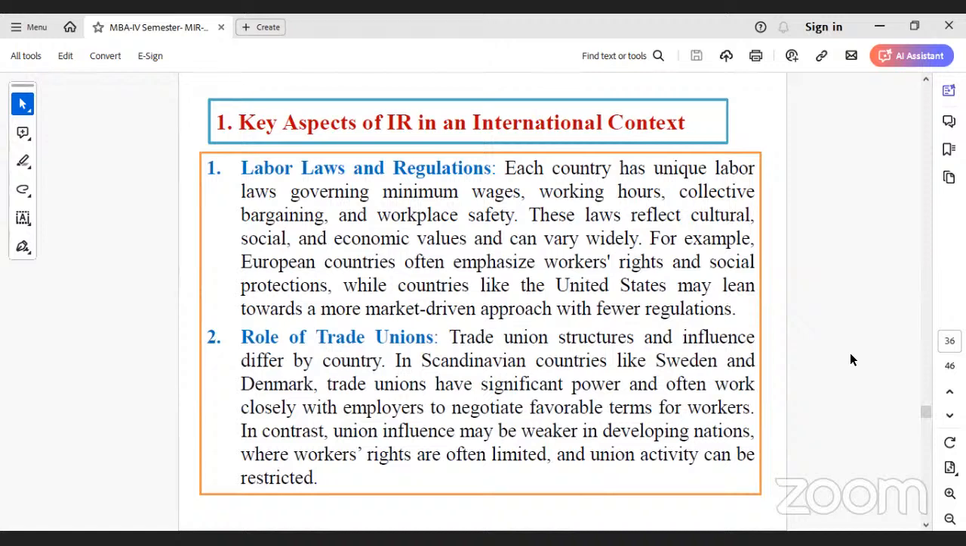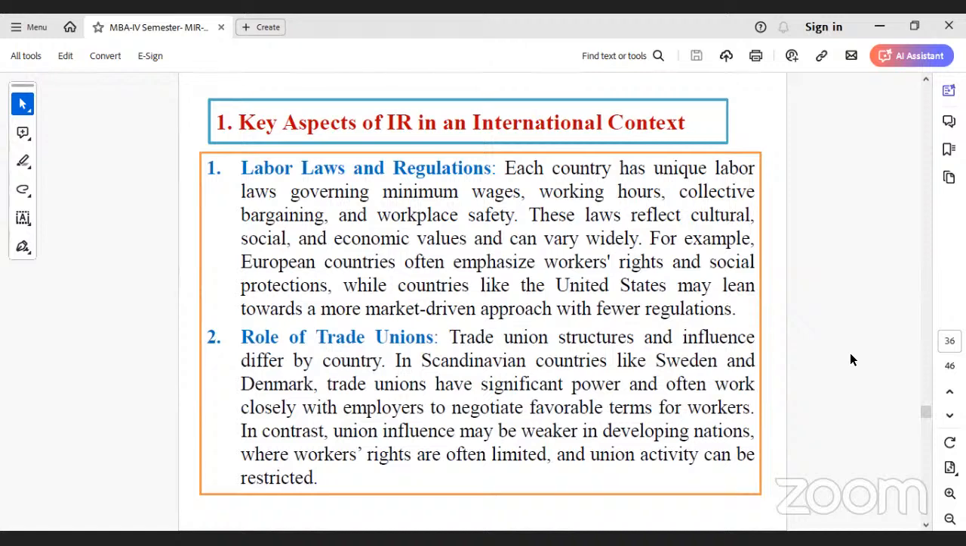So you can see European countries and American countries, there is a lot of difference. European countries emphasize workers' rights and social protections. But when you go to the United States, they are leaning towards a more market-driven approach with fewer regulations.